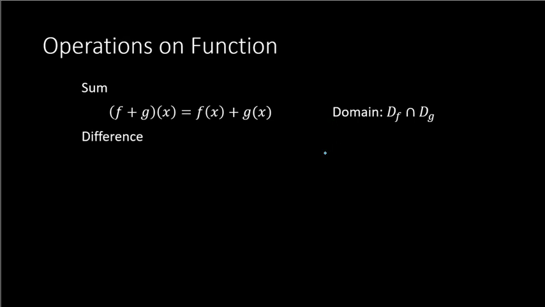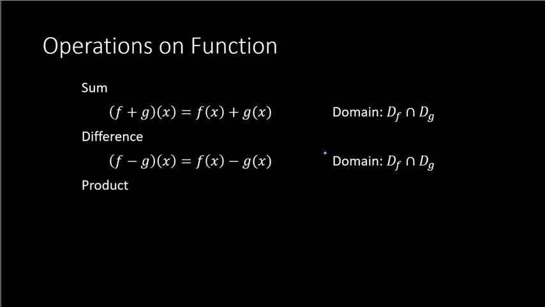Now for the difference of functions, we can say that f minus g of x equals f of x minus g of x. So again, we can separate into two parts. And the domain of this is going to be the intersection of the two domains of the two functions. For multiplication of two functions, again, we can take f times g of x and write it as f of x times g of x.